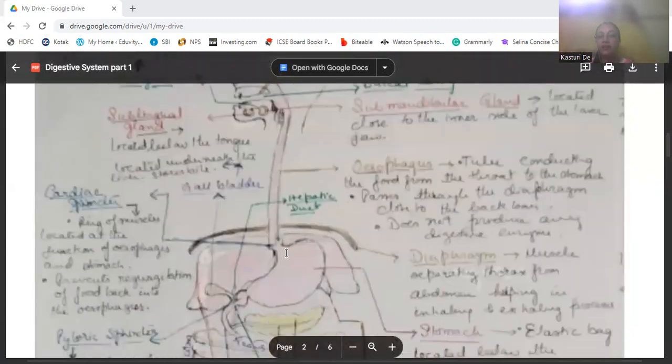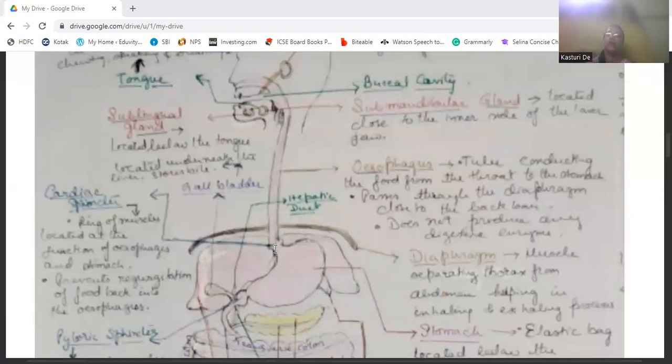When the esophagus enters the stomach, there is a ring of muscles known as the cardiac sphincter. It helps the esophagus pass the food into the stomach, and it prevents the stomach from sending the food back into the esophagus. Sending back of the food into the previous portion of the alimentary canal is known as regurgitation. So regurgitation is prevented.